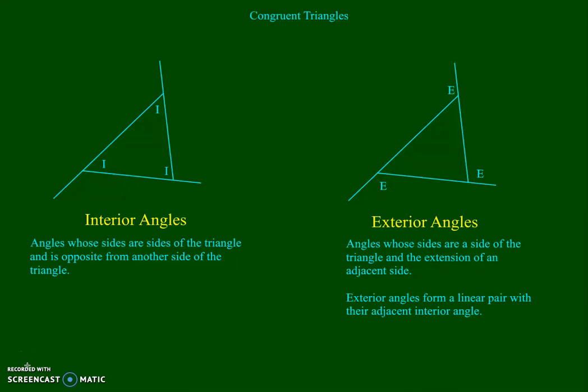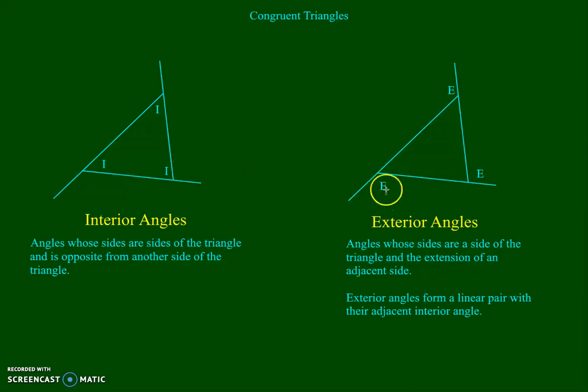This is part 2 of the series Congruent Triangles, in which we're looking at relationships within and among triangles. And so let's look at two types of locations for angles in triangles. Here we have interior angles. Now an interior angle is an angle whose sides are the sides of the triangle, and an angle that is opposite another side, the third side of the triangle.